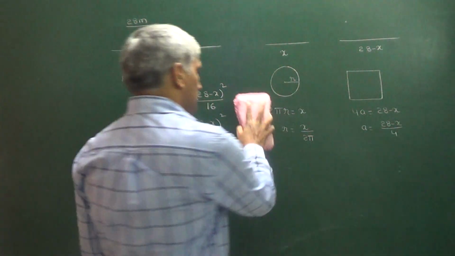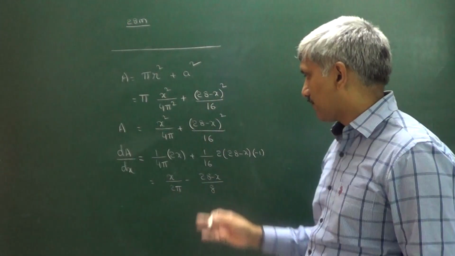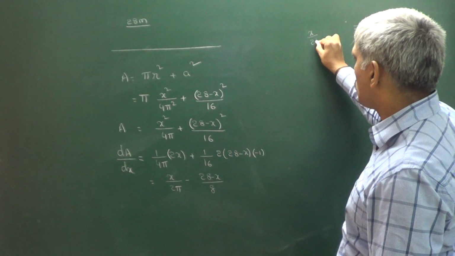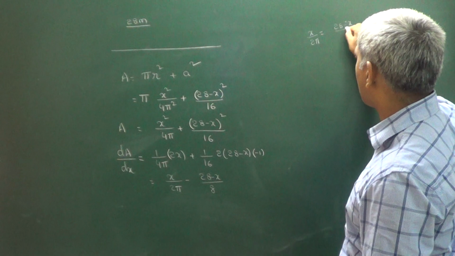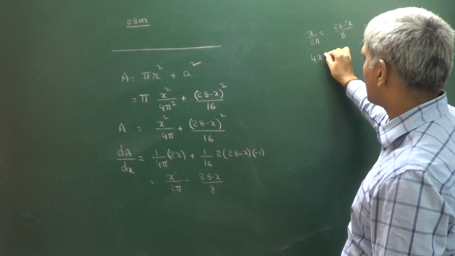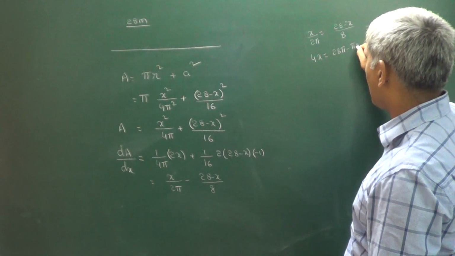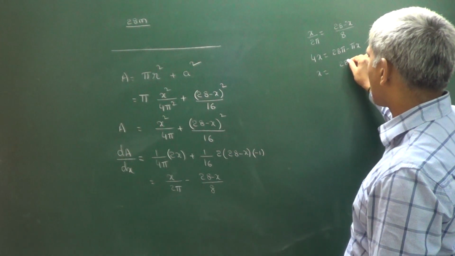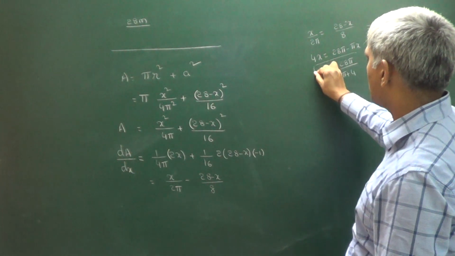Now dA by dx equate to 0. So the differentiation we have to equate to 0. Then we will get x divided by 2 pi is equal to (28 minus x) divided by 8. Therefore, 2 ones are 2 and 4's cancel. You will get 4x is equal to 28 pi minus pi x. Therefore we are getting the value of x is equal to 28 pi divided by (pi plus 4). That is the x value we got.